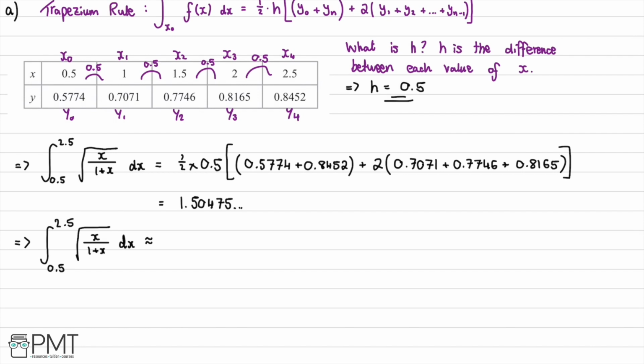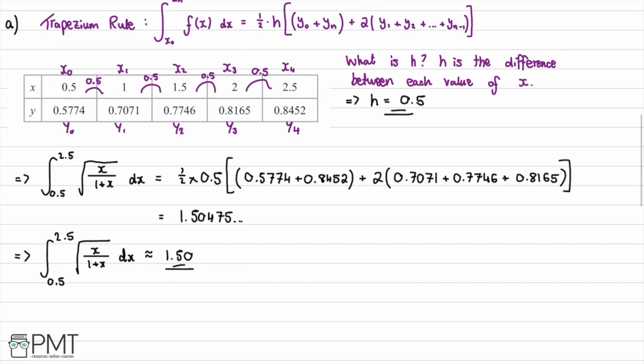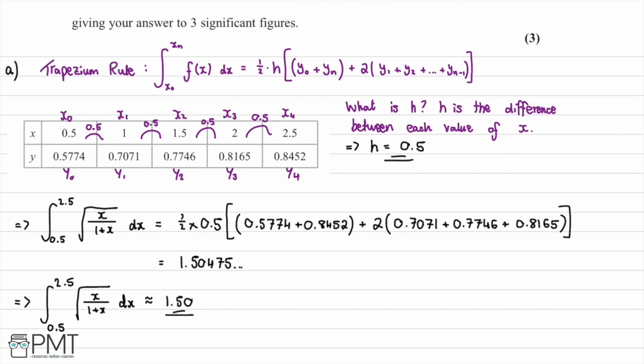We're asked to round to 3 significant figures, so this is going to be 1.50. And there we have our three significant figures, and we've completed the question. So this question was worth 3 marks, and we receive our first mark for identifying that our value of h was 0.5. We then receive our second mark for substituting our values into the formula correctly, and we receive the third and final mark for concluding with the correct answer.